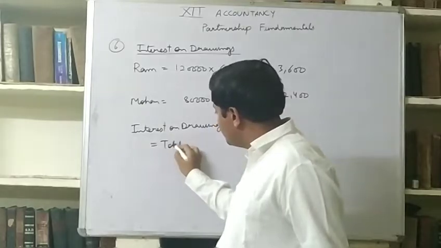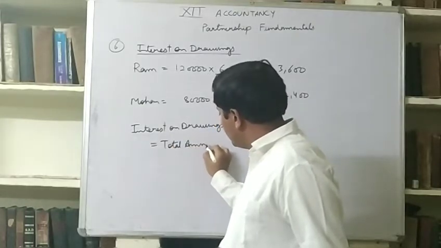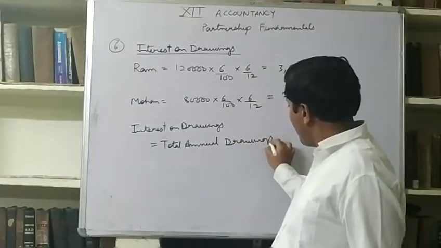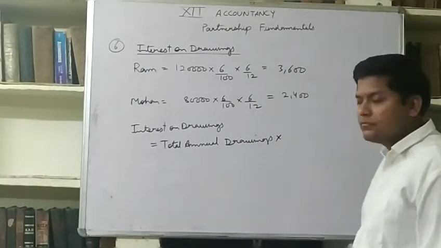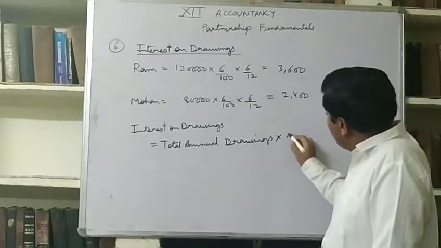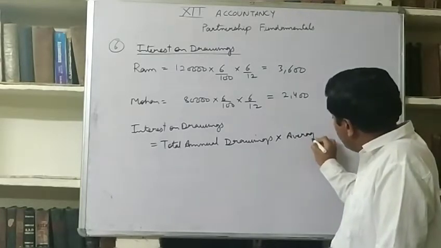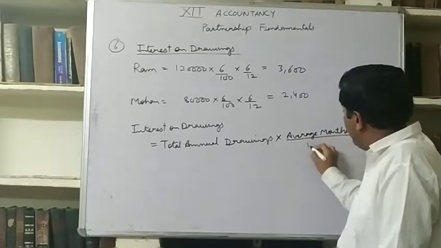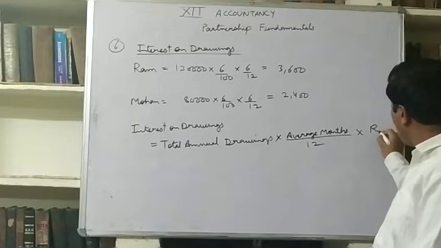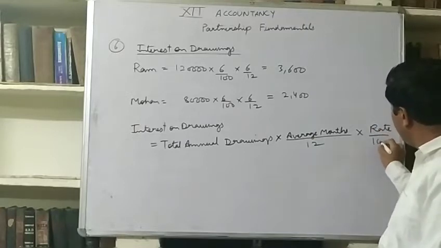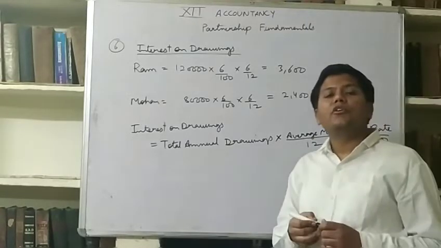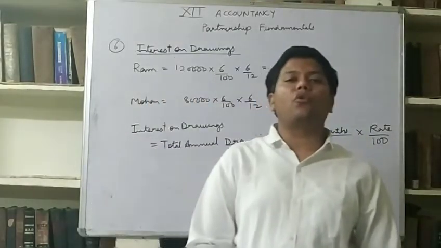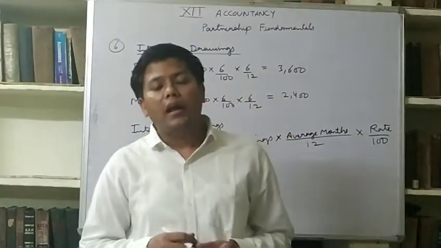Total annual drawings into average months upon 12 into rate upon 100. This is the shortcut formula which we can use when the partner has withdrawn equal amount at regular intervals.